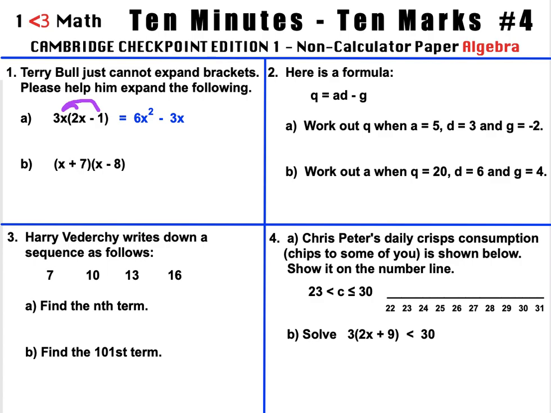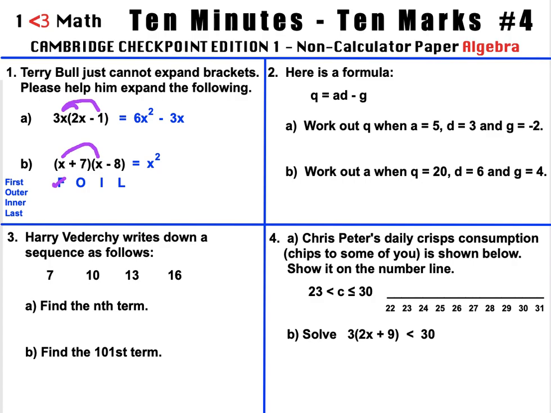Now, part B, we've got double brackets, so we need to use the FOIL strategy, which stands for first, outer, inner, last. And that's the order by which we're going to multiply the terms. So we're going to start off by multiplying x by x. That's the first terms in each bracket, and that gives us x squared. So we've done the first.